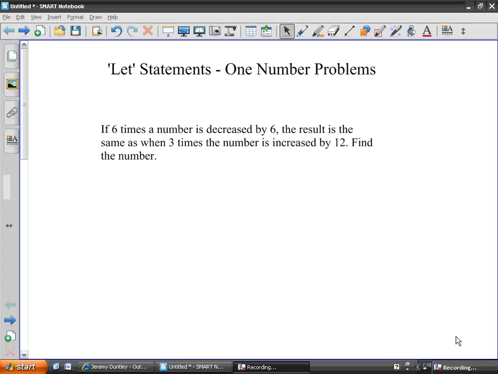So we're just going to look at some very basic problems today. There are other types of problems we'll be looking at. We have two-number problems, we'll have coin problems, we'll have consecutive integer problems, etc. But right now we're just going to start with some very simple ones.